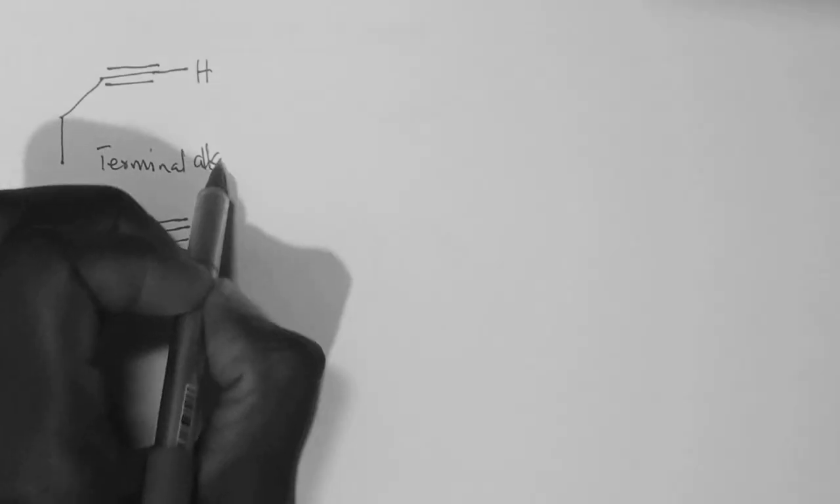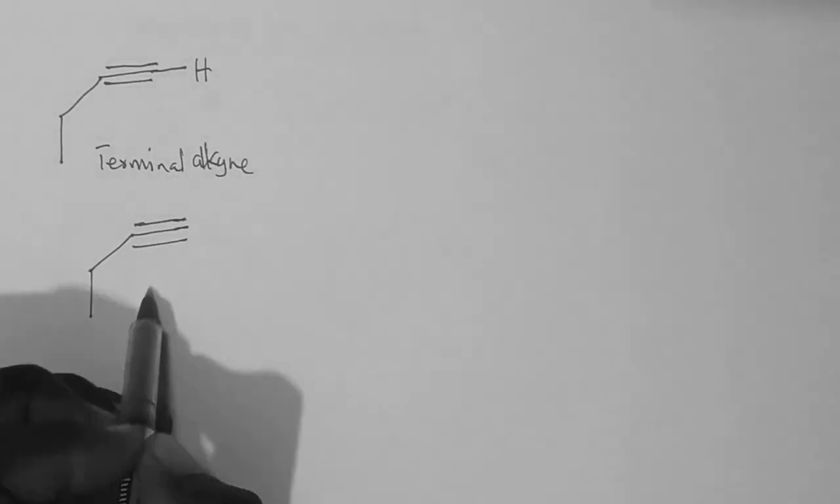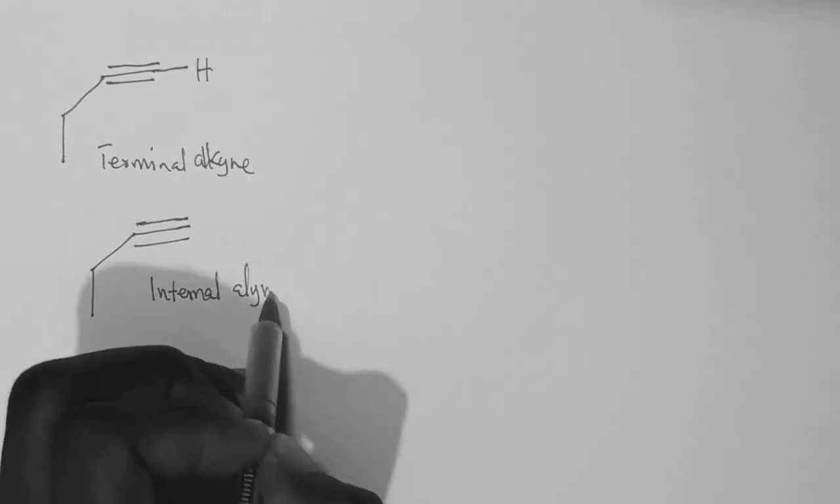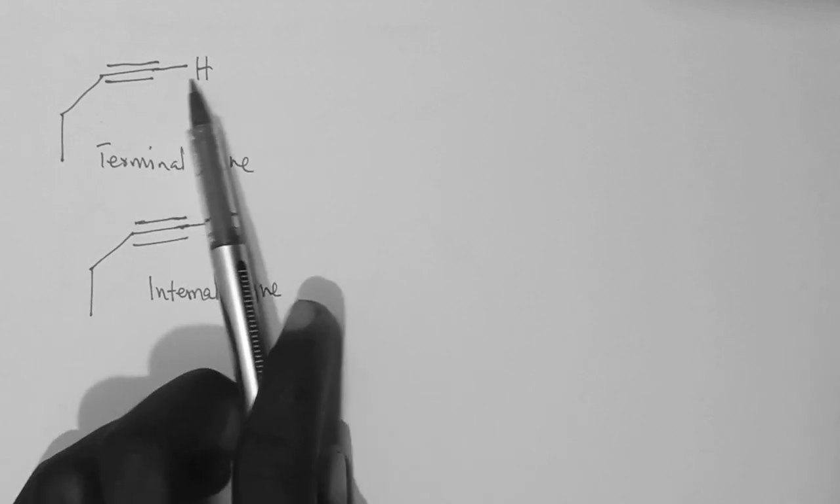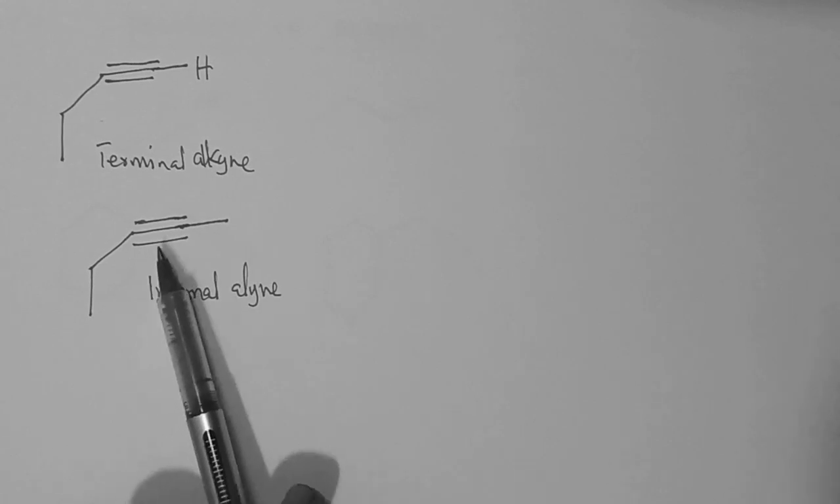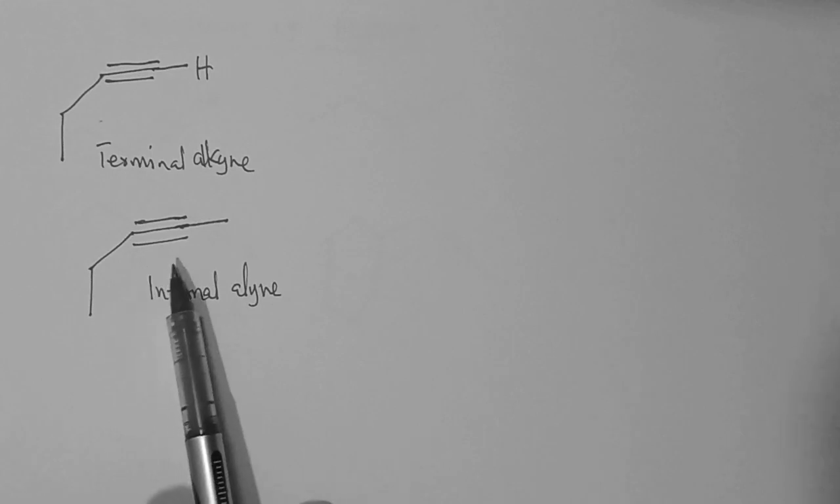Let's consider these two molecules. You see that this is a terminal alkyne, and this one is an internal alkyne. This molecule is a terminal alkyne because one of the carbons of the triple bond is bonded to a proton. And this one is an internal alkyne because the carbons bearing the triple bond do not have a proton. How will we differentiate between a terminal alkyne and an internal alkyne?